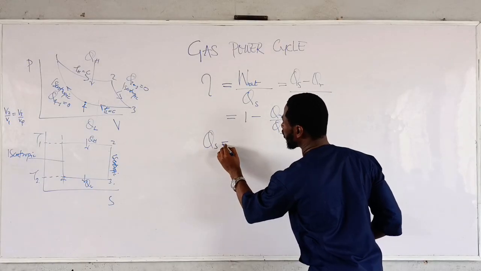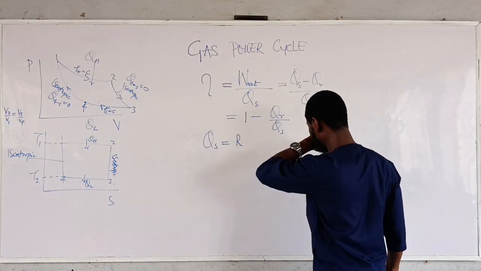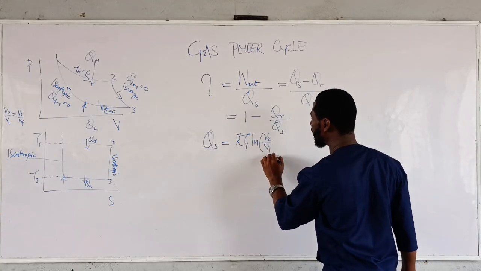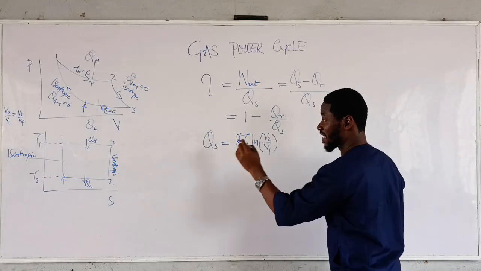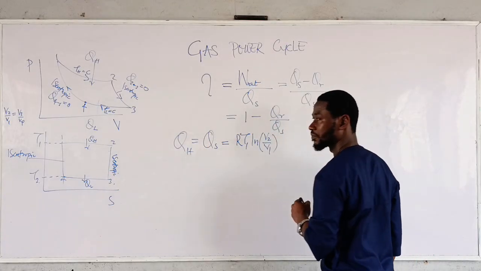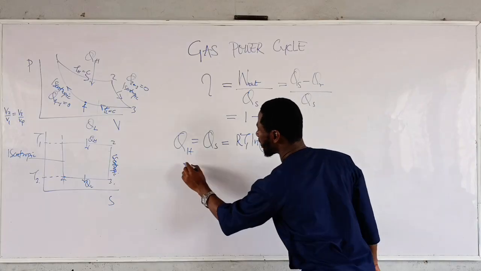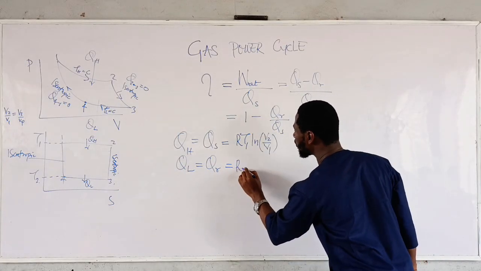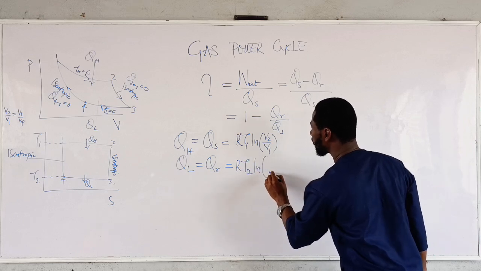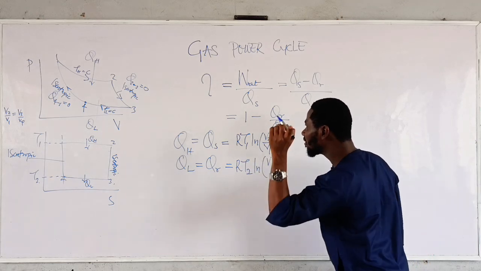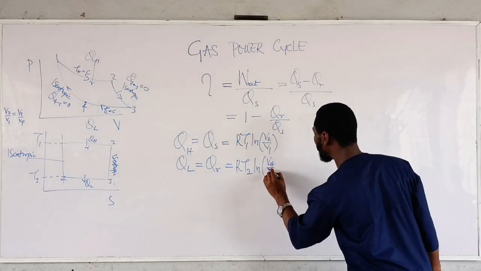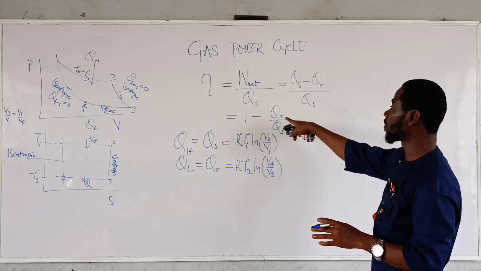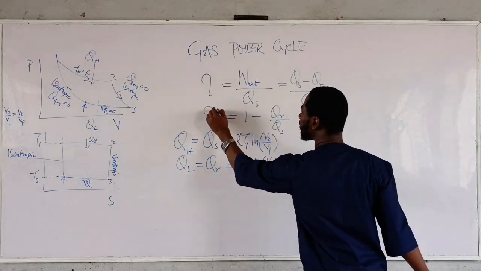QS equals RT1 ln V2 over V1. Don't forget, it's the same thing as QH. Then QL, which is QR, is the same thing as RT2 ln V4 over V3. Are we together? So the next thing is you want to substitute it into this formula to determine the Carnot cycle efficiency.